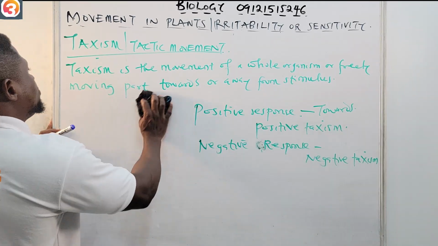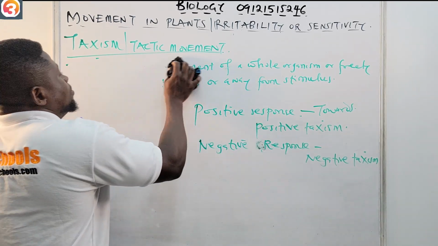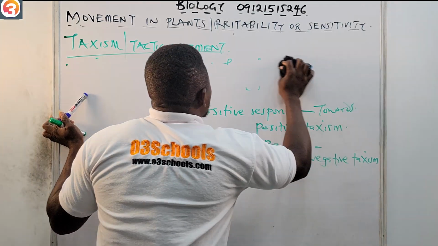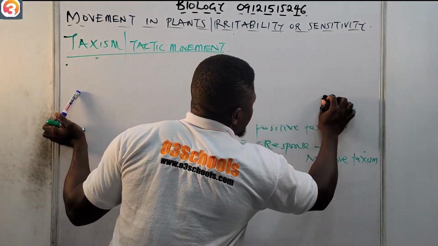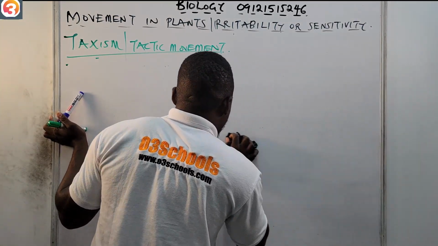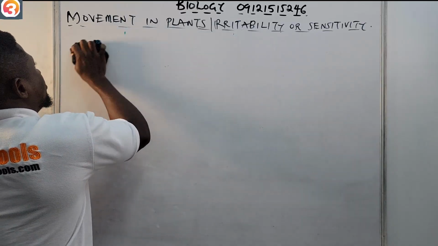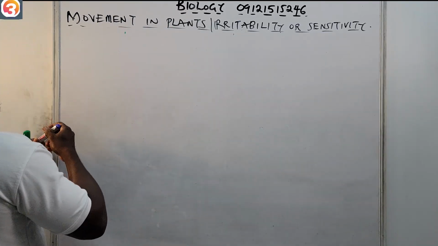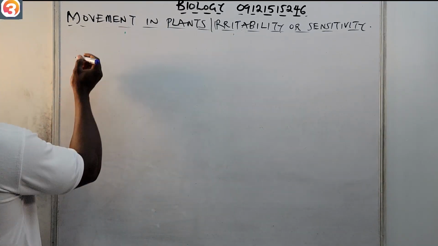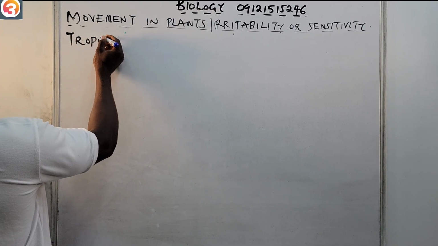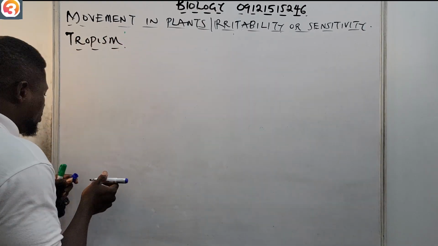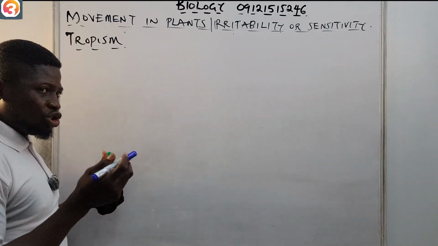So that will now take us to tropism, which is bending movement. The next one is tropism. Number two, tropism. Okay, so now, what is tropism?